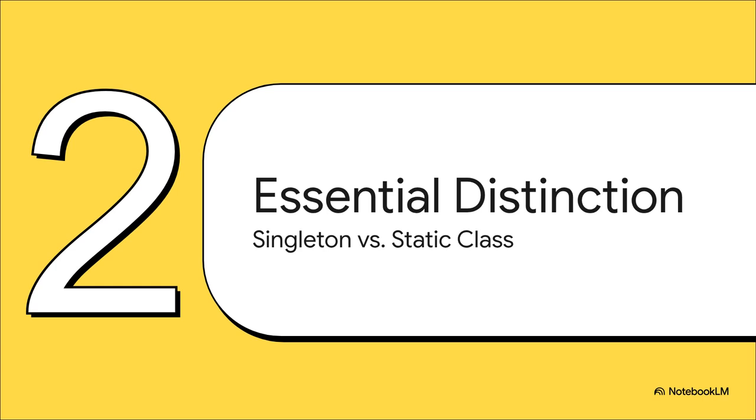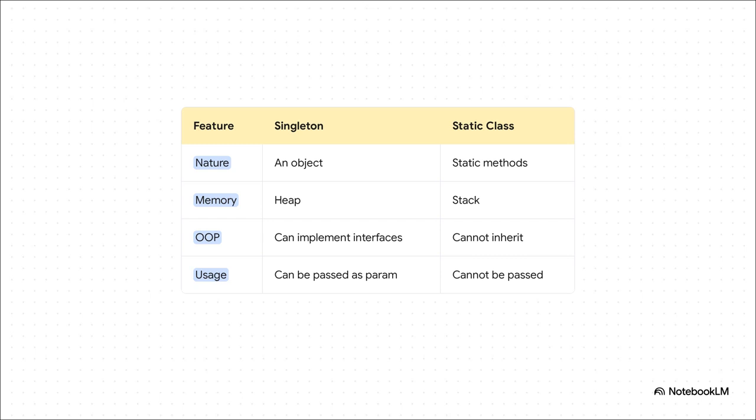Okay, time to tackle the question that comes up in pretty much every single technical interview about this topic. If you just need one of something, why not just use a static class? It's a fantastic question, and really understanding the difference is key to knowing when to use which tool. Let's just break this down side by side.